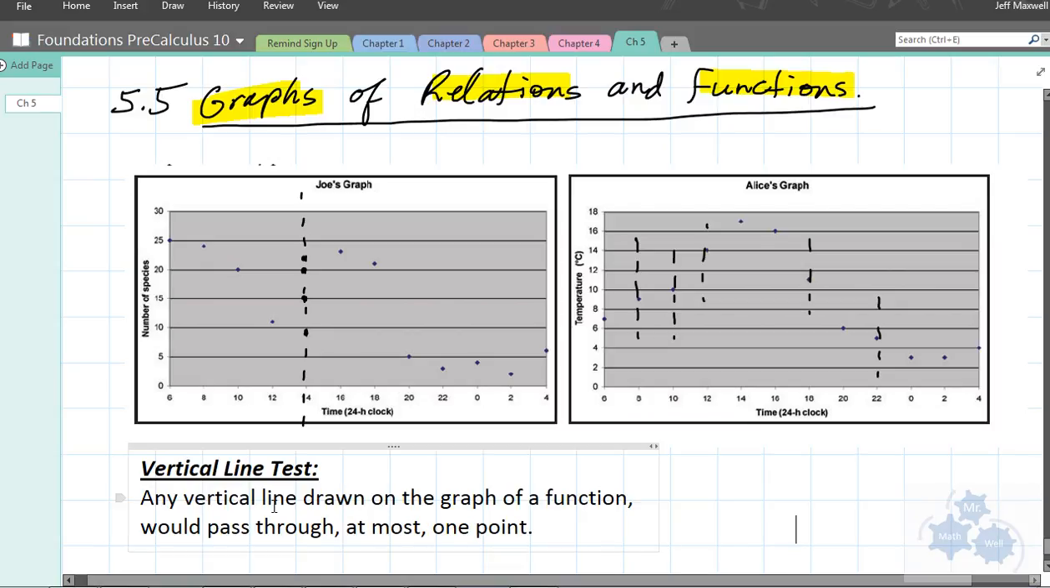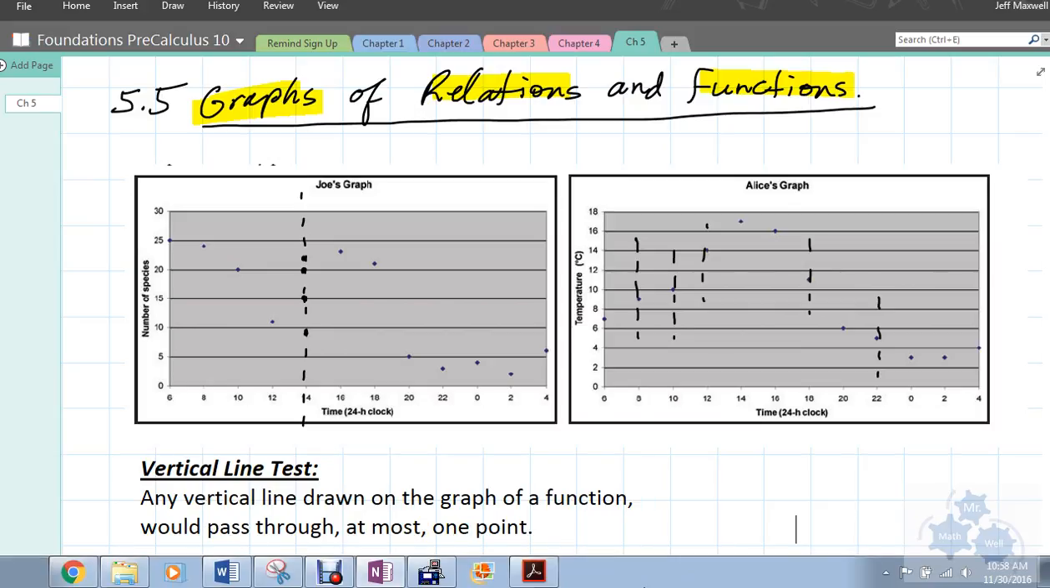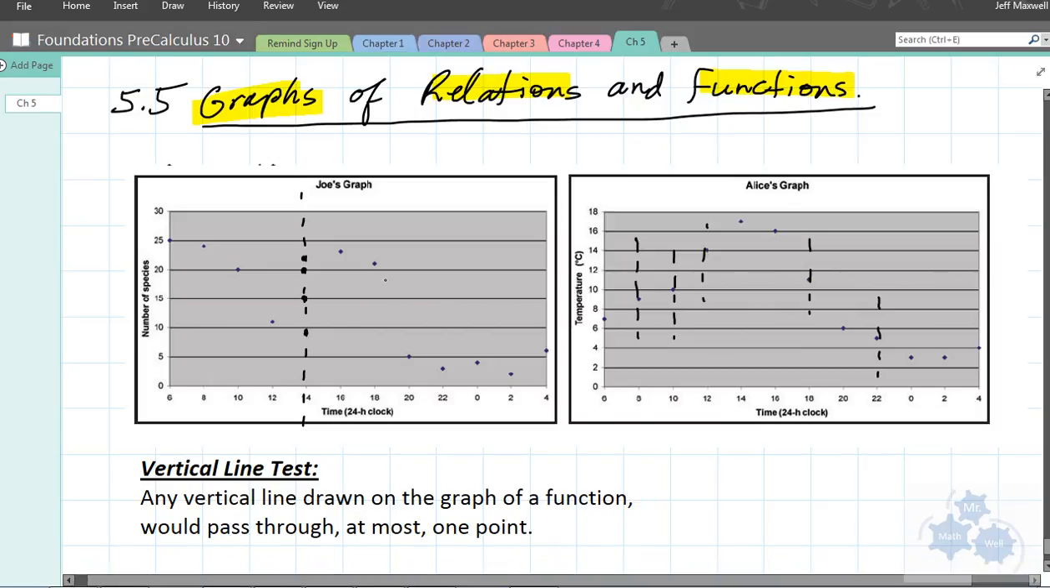Any vertical line, that's a straight up and down line, okay, that's drawn on the graph of a function, would pass through at most one point. So only one point. Now, I put at most because I can draw a vertical line right here, and it wouldn't pass through any. That doesn't mean we have a problem. But any vertical line you draw would at most pass through one point. Okay? And so if this were the case where I had 1, 2, 3, 4 points in a vertical line, then this would not be a function. Okay?